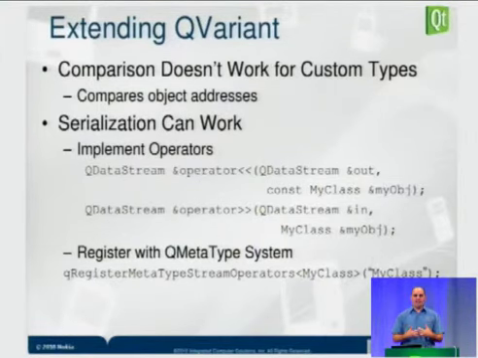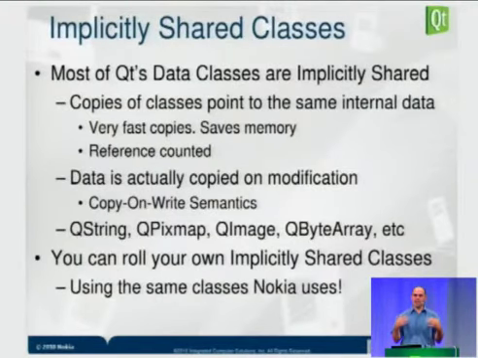So something that is not so much related to variants, but are really interesting things in Qt are implicitly shared classes. Who here knows what implicitly shared classes are? Raise your hand. OK, so I see there are a few hands not up.